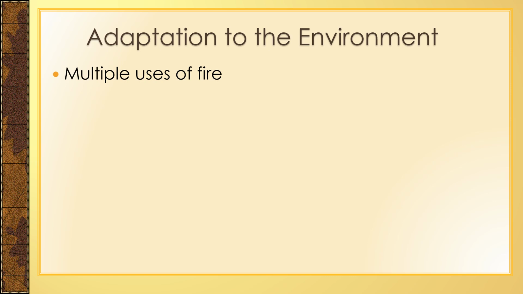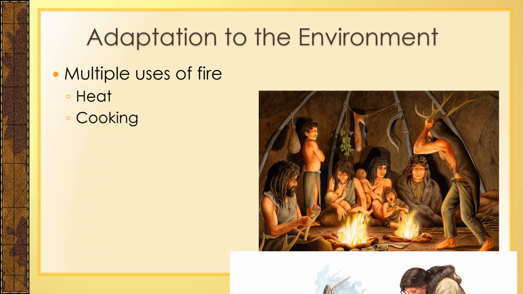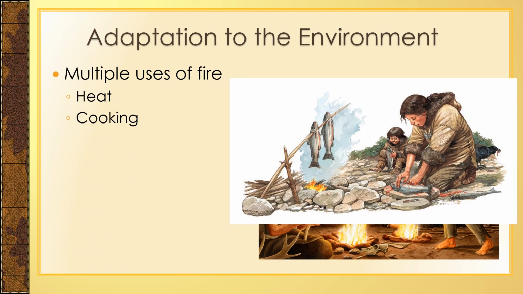And we adapt to our environment primarily with fire. There are multiple uses of fire. We use it for heat. We use it for cooking. There's even a lot of research into the fact that cooking meat, which probably was happening before modern Homo sapiens sapiens, we know for sure earlier hominids used fire. We know that just from archaeological evidence.